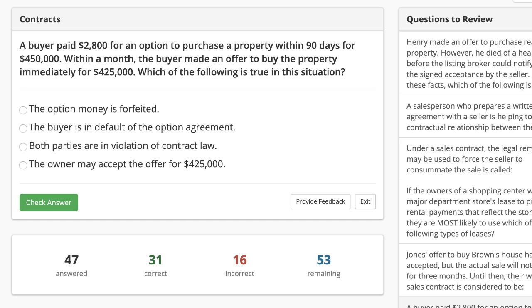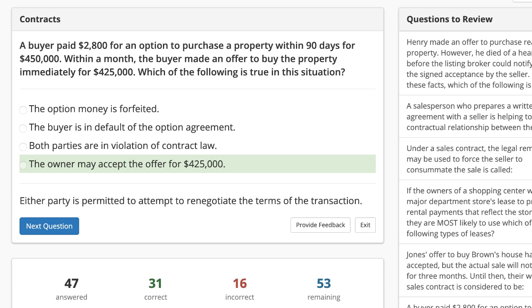A buyer paid $2,800 for an option to purchase a property within 90 days for $450,000. Within a month, the buyer made an offer to buy the property immediately for $425,000. Which of the following is true? D, the owner may accept the offer for $425,000.